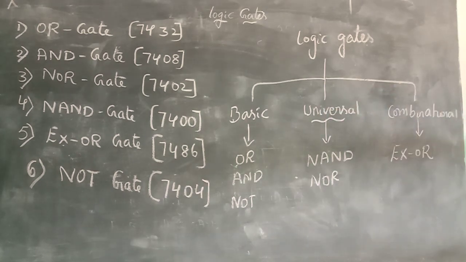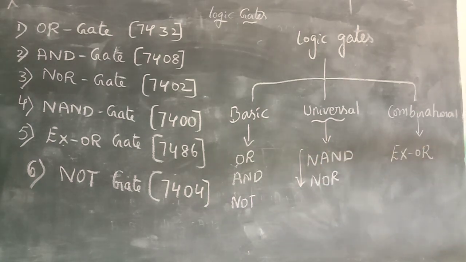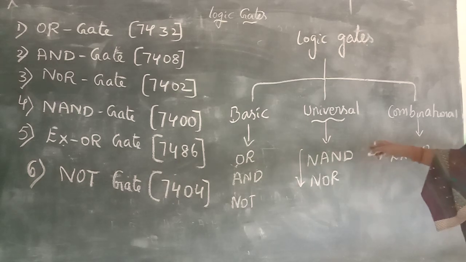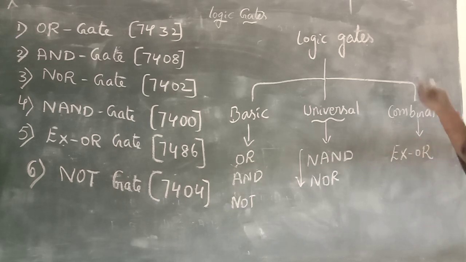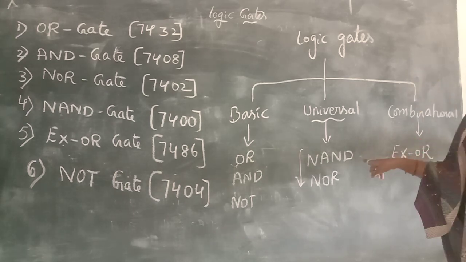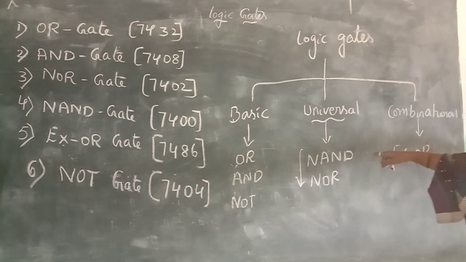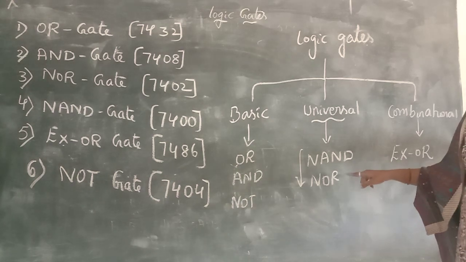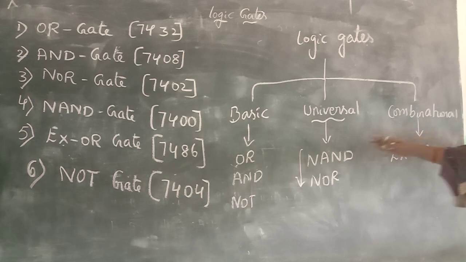Universal logic means by using either of these two, any one of these, we can construct all the remaining gates. For example, by using a NAND gate, we construct all the remaining logic gates. We call it a universal logic gate. Likewise, by using a NOR gate, we construct all the remaining logics. So that's why these two are known as the universal logic gates.